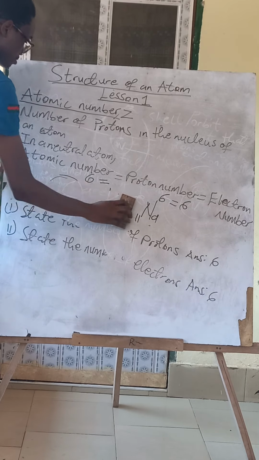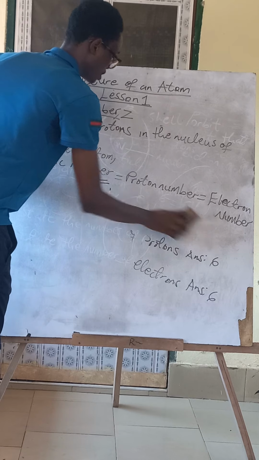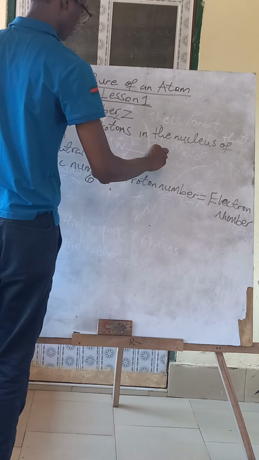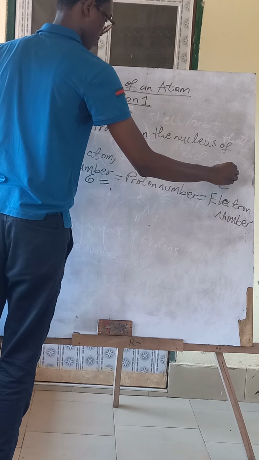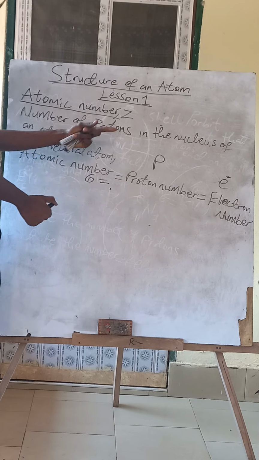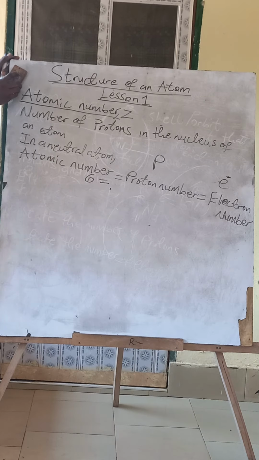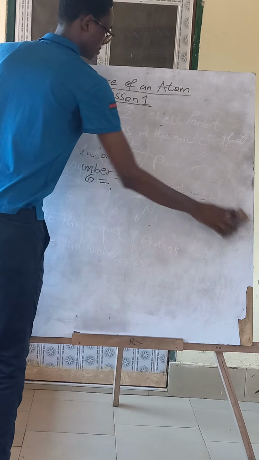So let's consider the symbols of proton number and electron number. Proton number, this is the symbol P. And electron number, this is the symbol of electron. So the symbol of proton number is capital P. So I hope it is understood.